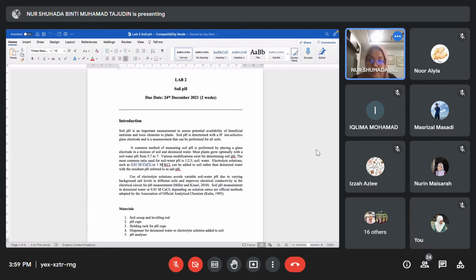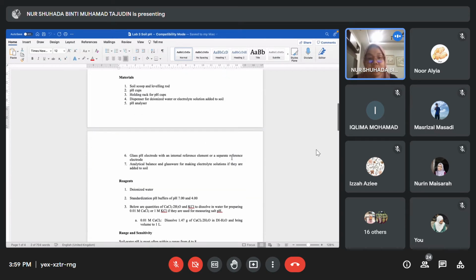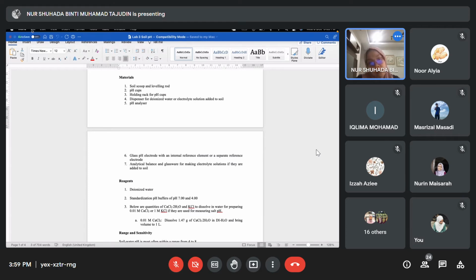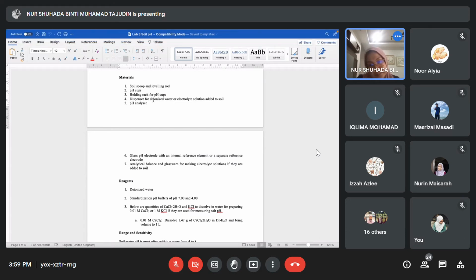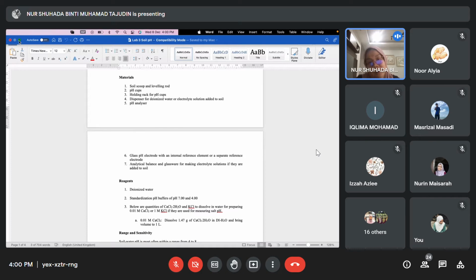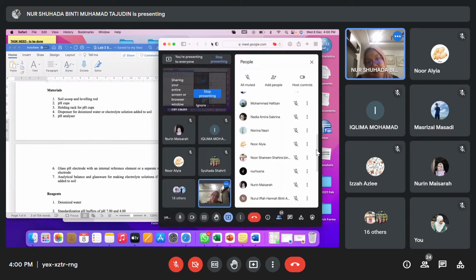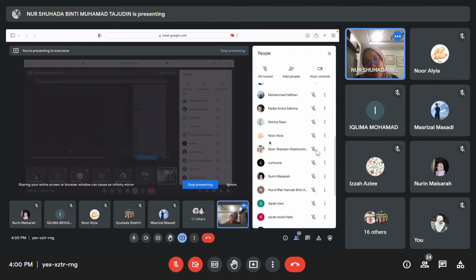You can use either calcium chloride or potassium chloride, but in this lab I use calcium chloride, to compare with water. Who wants to answer? Why do I use two? Why do we use water for one, and calcium chloride for the other? Nisrina, can you answer me?